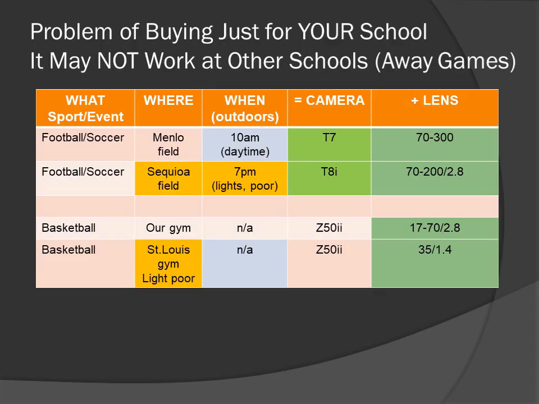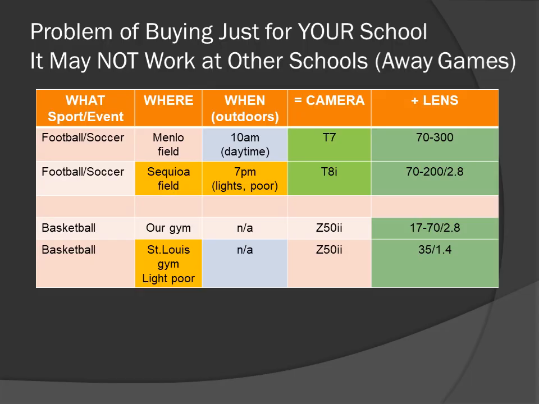There is a problem of buying just for your school. That gear may not work at other schools at away games. For instance, in this table, home field, football, Menlo Field. We do not have lights in our stadium, so we have to play our football during the day at 10 a.m. Lots of sunlight. We can use the Canon T7 because it is an inexpensive camera. Lens 70-300, again because it is a low-cost lens.